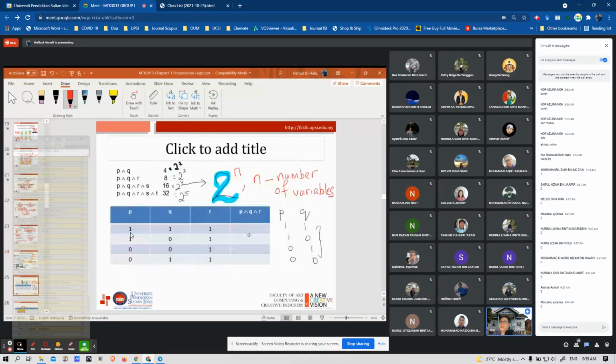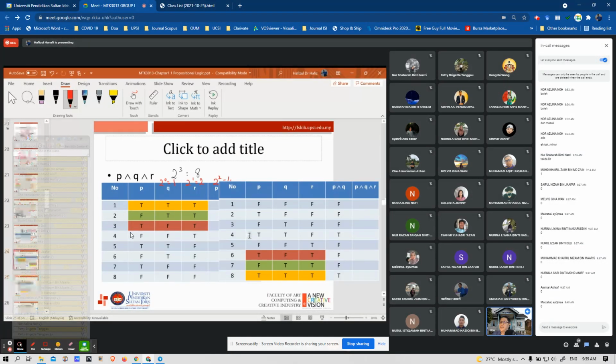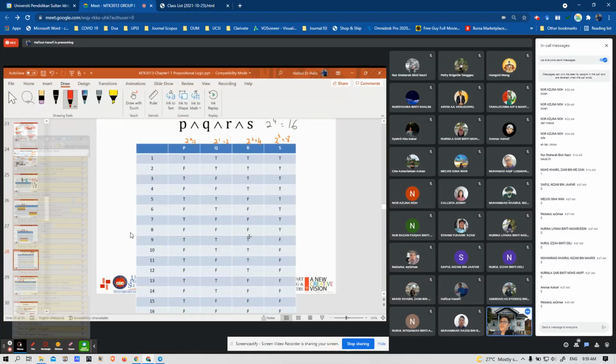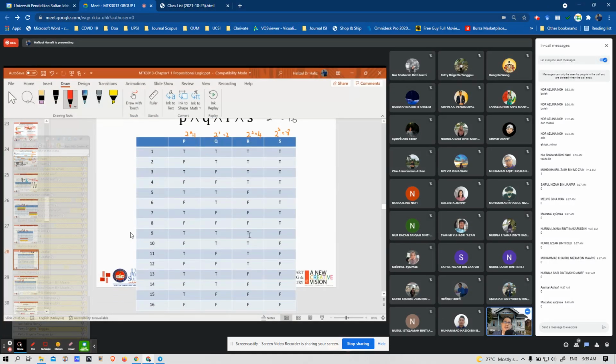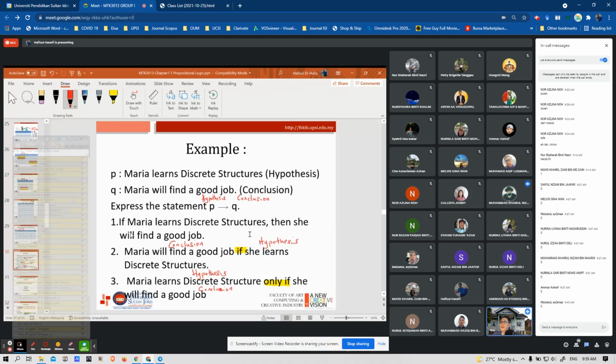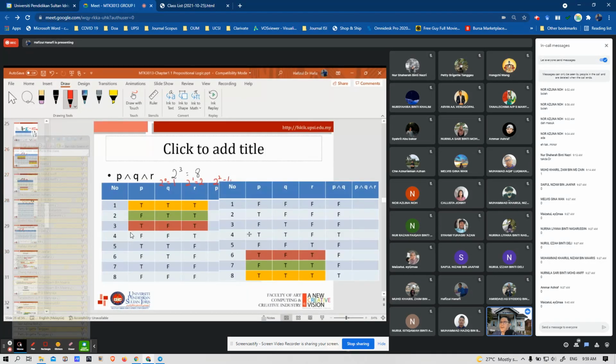Okay, and then this one, the number of variables, we will take a look at next week. So far, any questions? Are you okay so far? If there is anything you don't understand yet, we will work it out later.